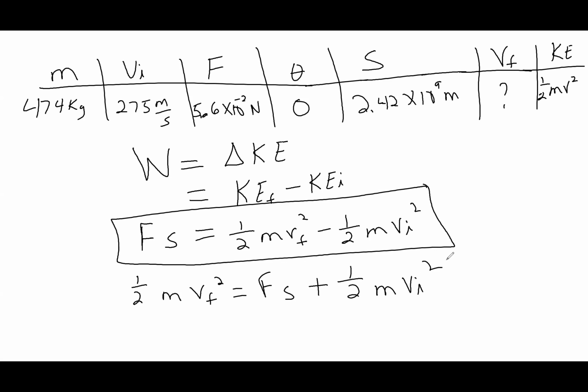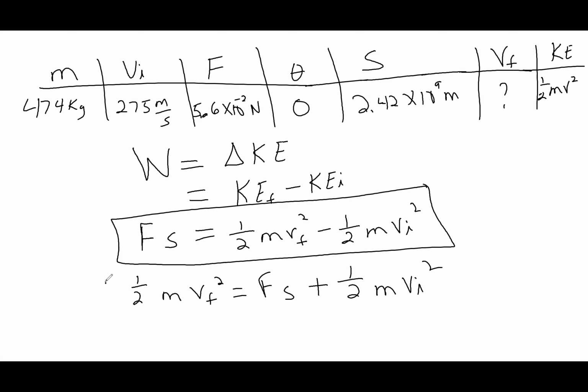Now, I want to get the V final by itself. So what do I do? Multiply both terms by the coefficient of 1/2. The coefficient of 1/2, of course, is 2. So to get rid of this 1/2, I multiply everything by 2.